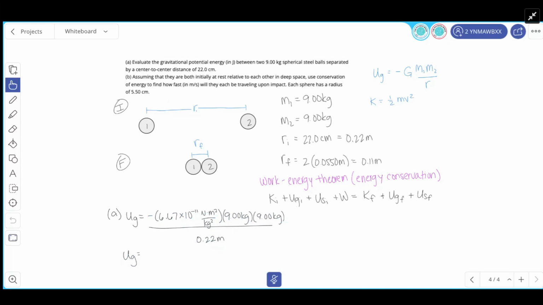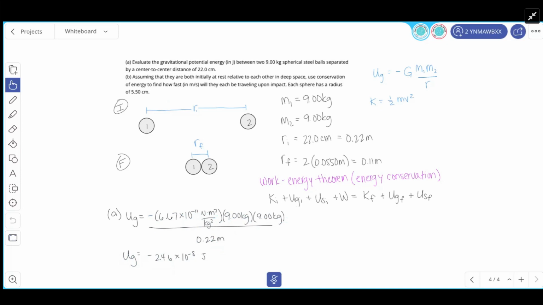So let's see what we get. We get 6.67 times 10 to the negative 11th times 9 times 9 divided by 0.22. So that is negative 2.46 times 10 to the negative 8th joules. So that's the first part of our problem.